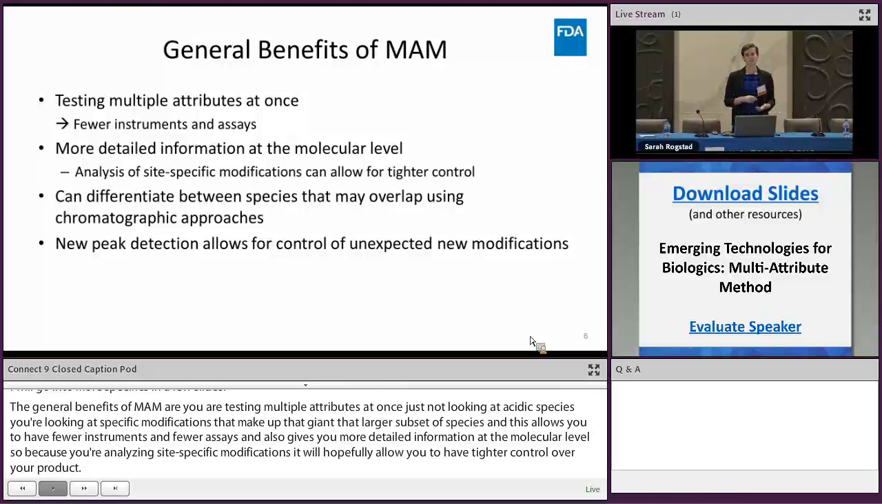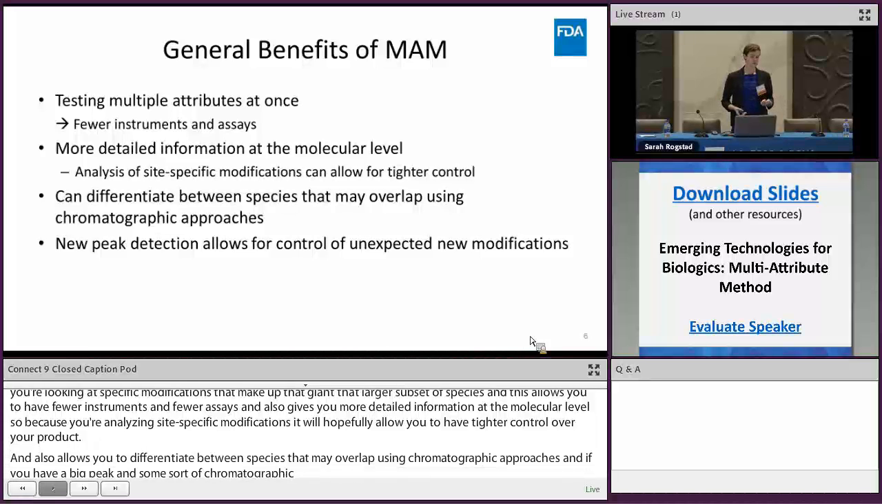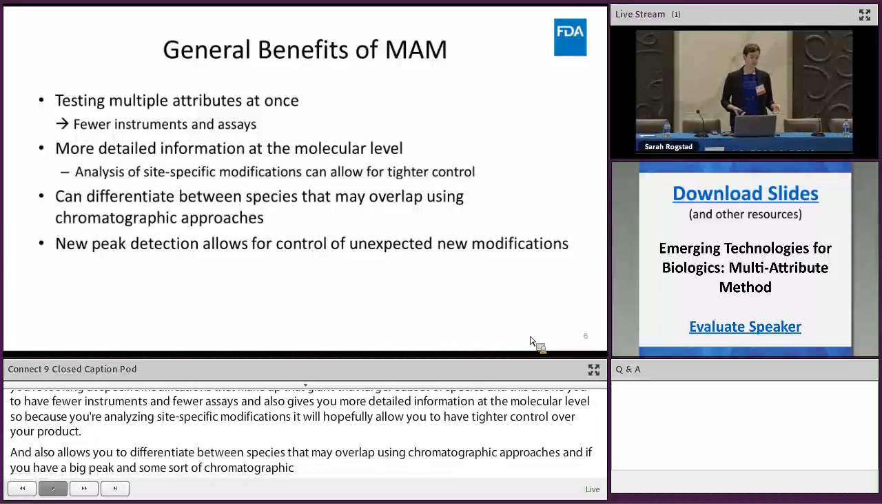So as I was saying, if you have a big peak in some sort of chromatographic approach, any of them, there might be multiple species in that peak. Because you're looking at the site-specific modifications with MAM, you should be able to differentiate between those because you're using the mass based on the mass spectrometer. And then finally, for the general benefits, we have the new peak detection feature, which should allow for control of unexpected new modifications. So something that you're not necessarily looking for should hopefully appear when you're doing the new peak detection analysis.